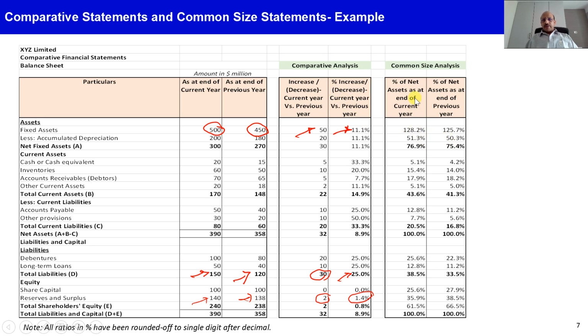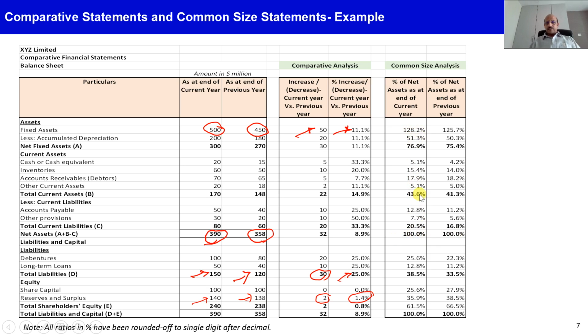In the common size statement, we can consider the net assets as a base. So every line item of the balance sheet is compared with the net assets. Net assets is 390 for the current year and 358 for the previous year. Each line item we compare with respect to this number. So this becomes 100, 100% in both scenarios, and fixed assets is 128% of the net assets. Accumulated depreciation is 51% of the net assets in the current year.